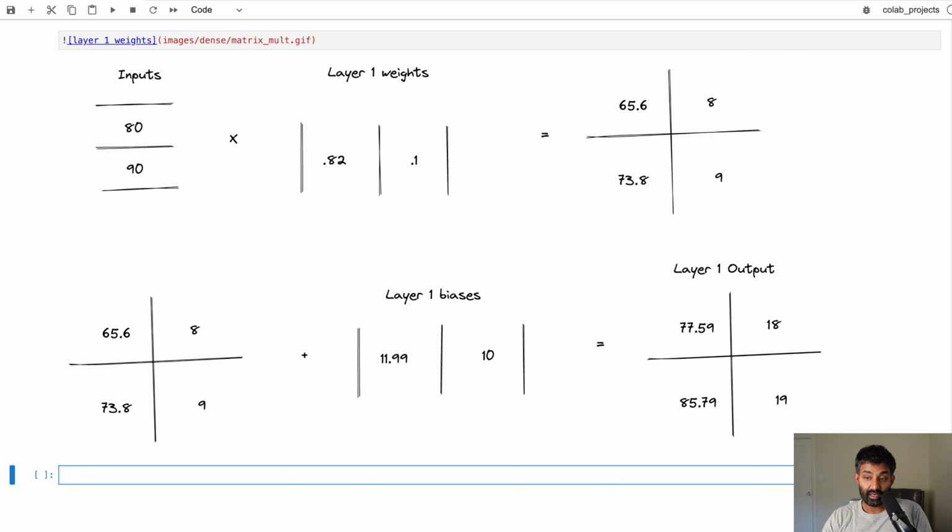this particular set of data, here's what we get. We take 80 and 90, we multiply by our weights, and we end up with this 2 by 2 matrix. When you multiply matrices, you end up with the same number of rows as the first matrix and the same number of columns as the second matrix. So what we're doing here is we're taking 80 and multiplying it by 0.8. That's what you see over here. Then we're taking 80, multiplying it by 0.1. That's what you see in the top right. Then we take 90, multiply by 0.82. That's what you see in the bottom left. And then we take 90, multiply by 0.1. That's what you see in the bottom right.